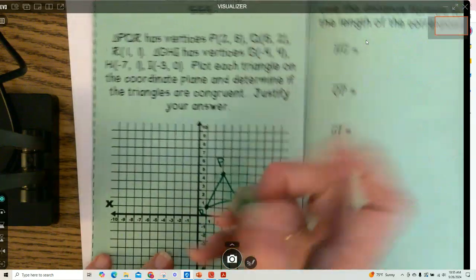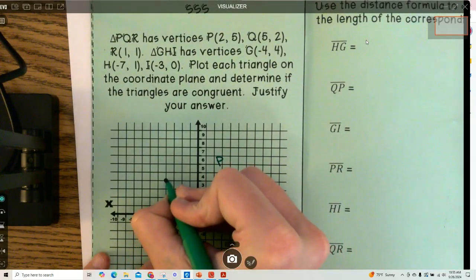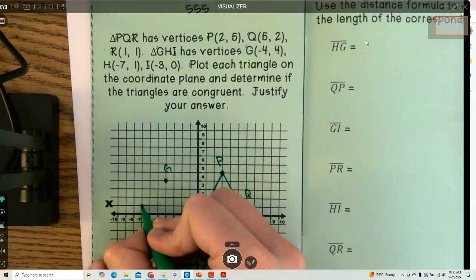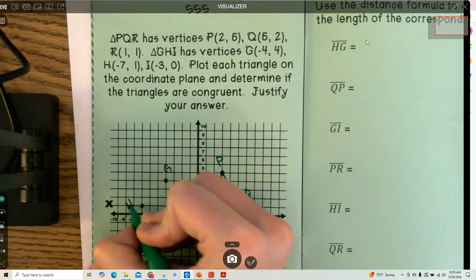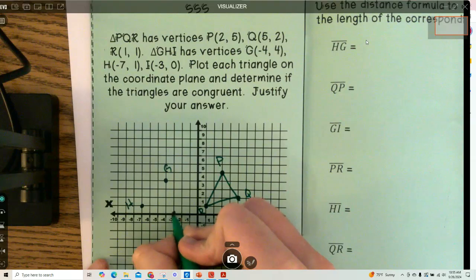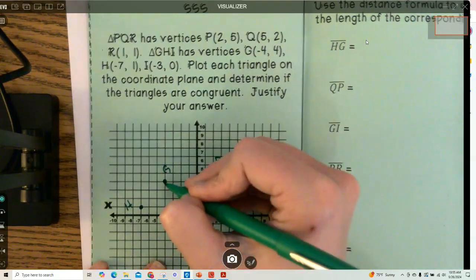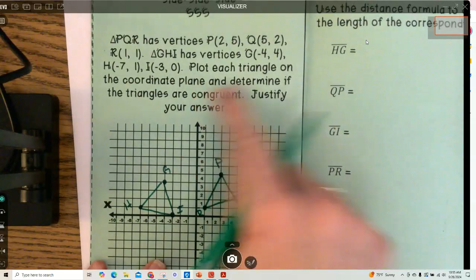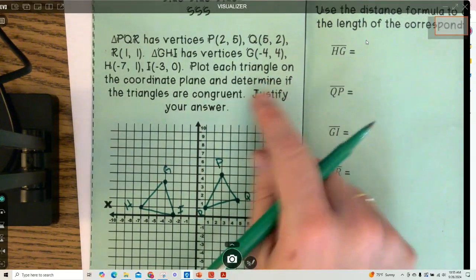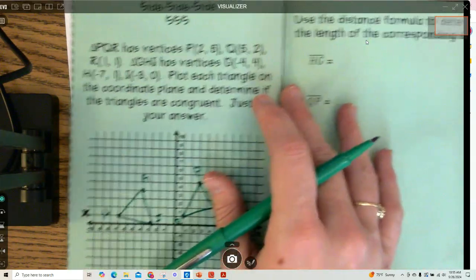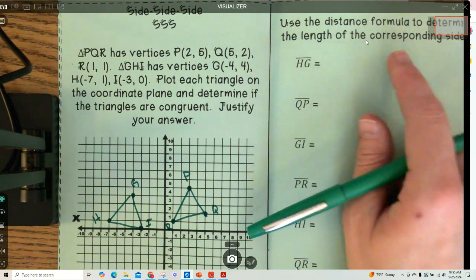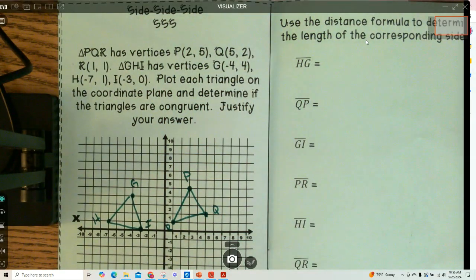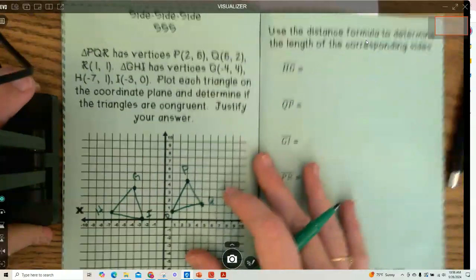GHI has vertices at -4, +4. So that's G. H is -7, +1. That's H. I is at -3, 0. That's I. All right. It says plot each triangle, so we did that, and determine if they're congruent. So what we can do is we can use the distance formula. So that's a lot of work. We're just going to do it a couple times on this one.